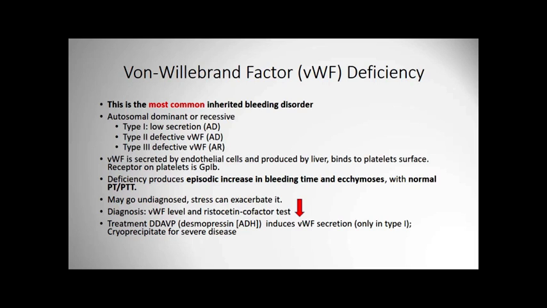But if someone has type 2 or type 3, they produce normal amounts of the wrong type, and if you give ADH, they are going to produce more of the wrong type. So you are not going to fix anything. This desmopressin only works in people with von Willebrand factor deficiency type 1.